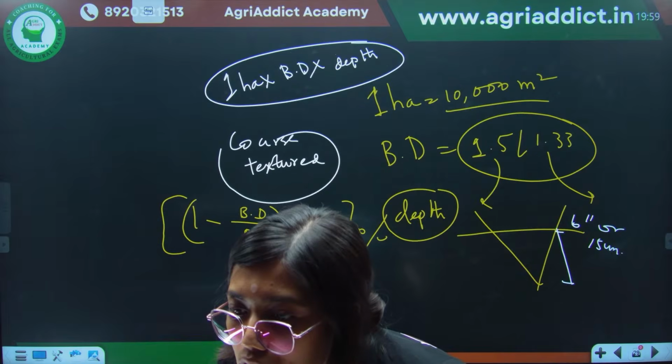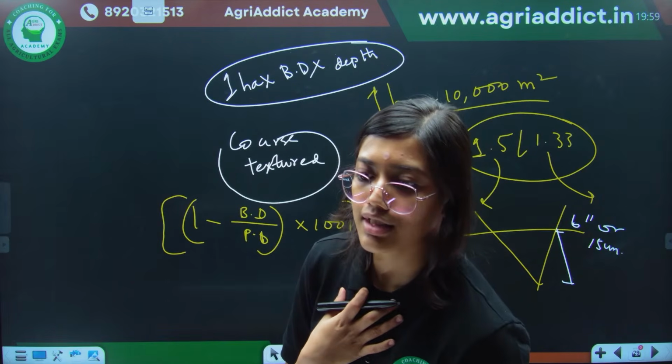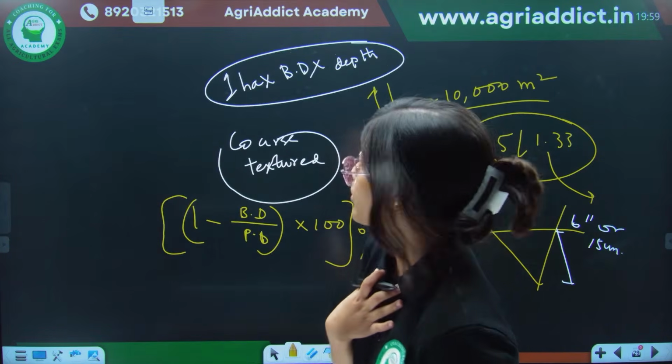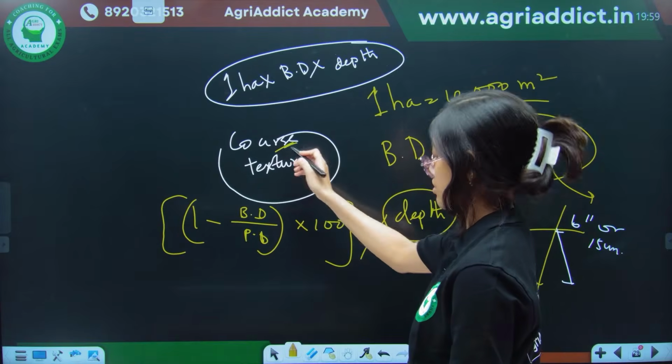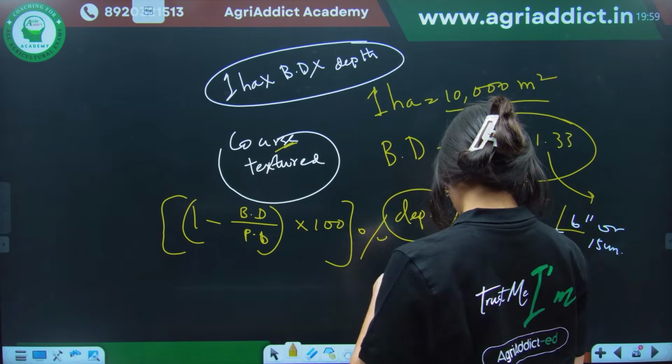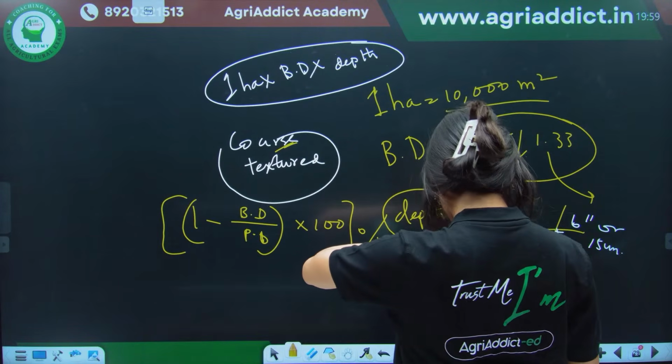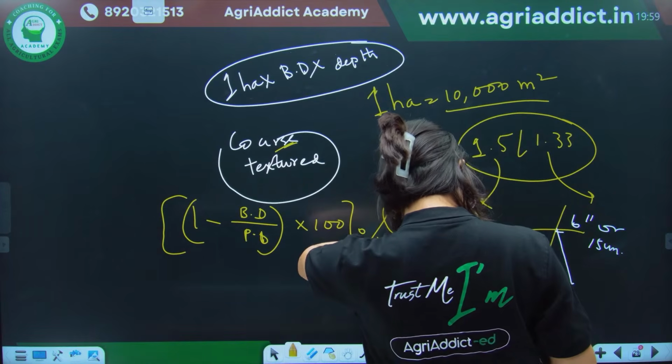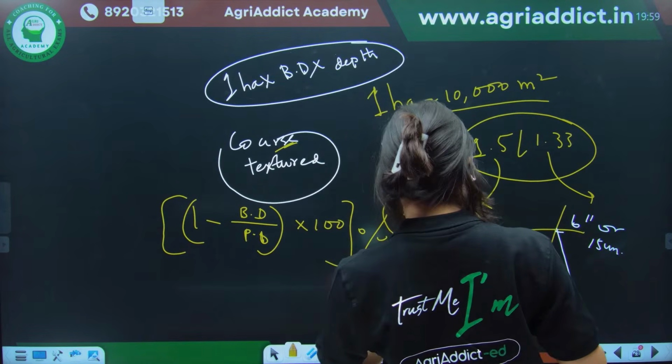Ma'am, okay, means coarse, yeah, coarse means sand, C-O-A-R-S-E, it will be A-R-S-E, coarse, okay. Okay, just a second, just a second.